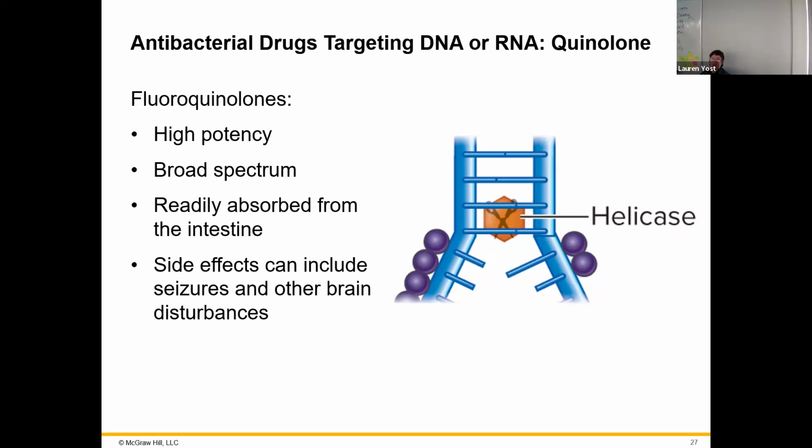So these can cause side effects like seizures and brain disturbances where we can't regenerate our brain tissue, right? So relating to the ability to make new brain cells and the functioning of those brain cells and the ability to heal and everything like that.